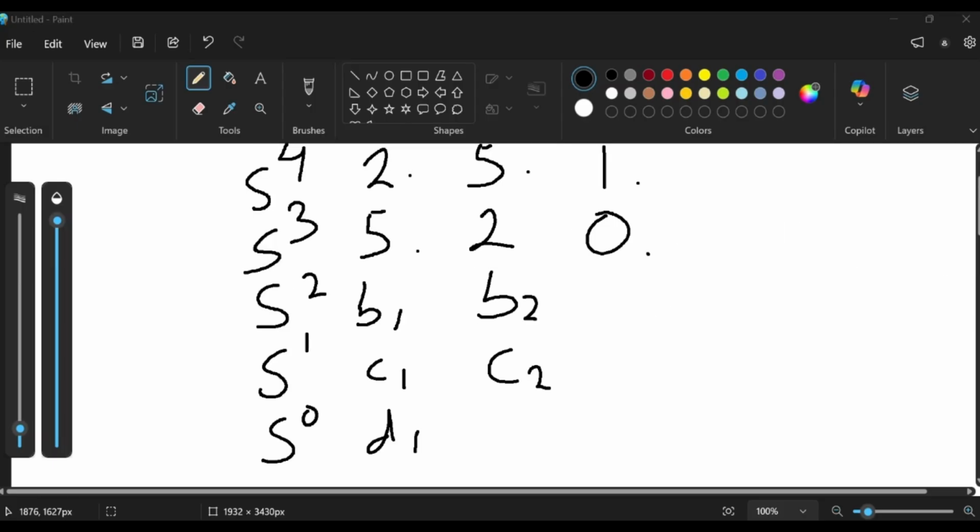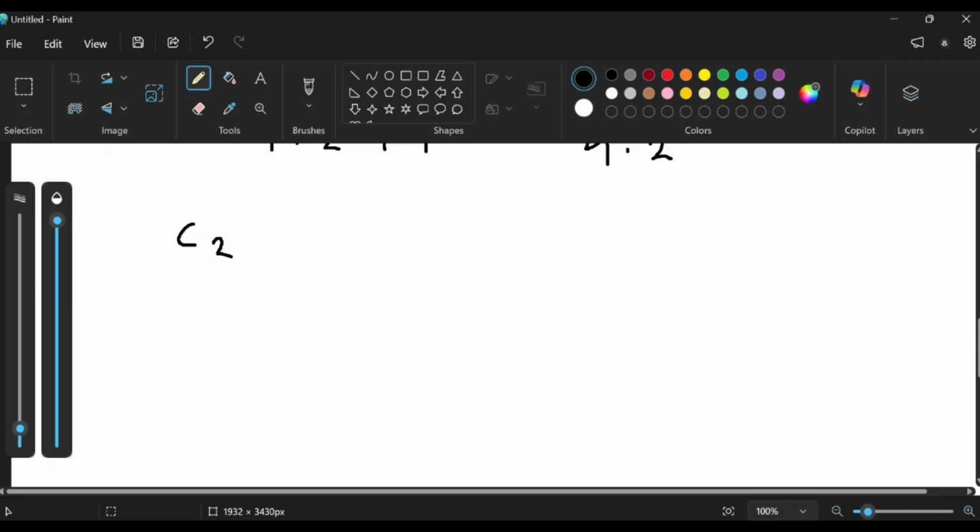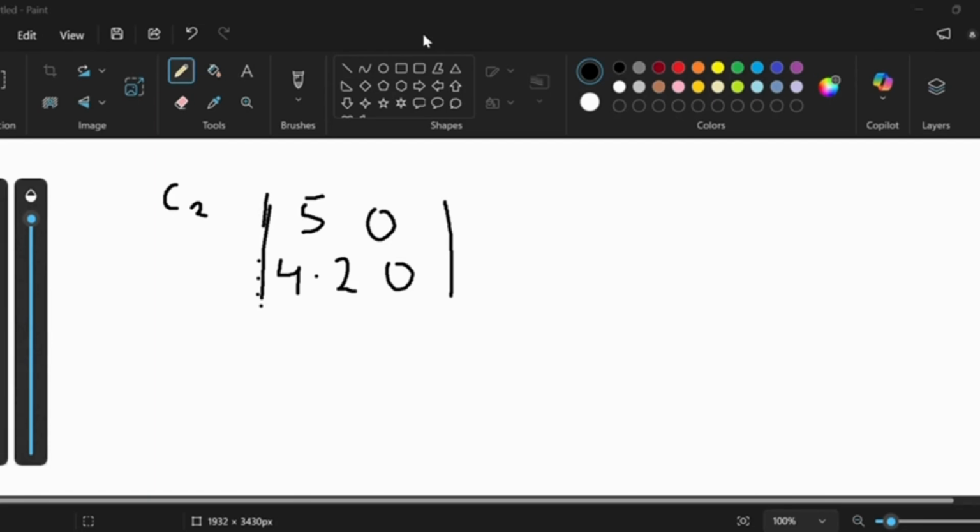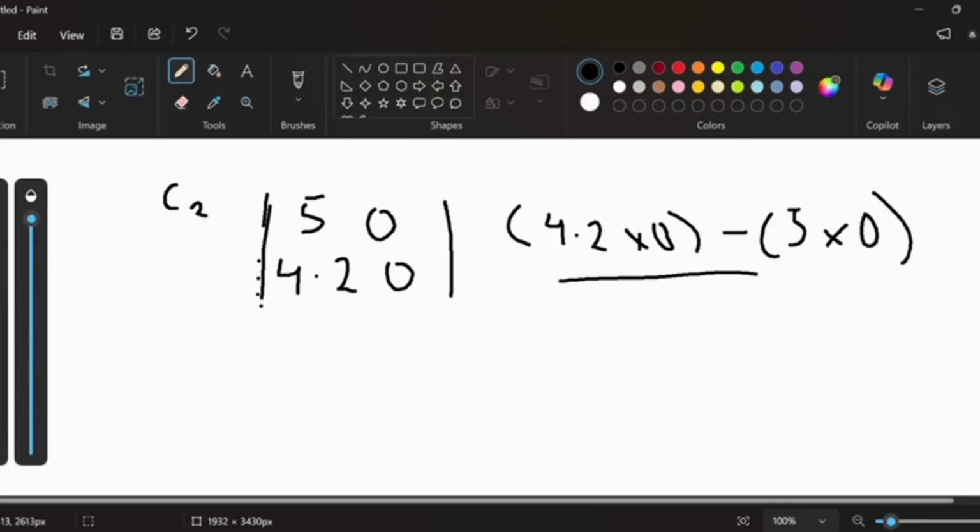Then to calculate c2, we would use 5, 0 and then b1 and a 0 here. So c2 has 5, 0, b1 was 4.2, then the 0. To calculate our c2, we have 4.2 times 0 minus 5 times 0, then we divide by 4.2, and the answer for this is 0, so we have c2 equal to 0.